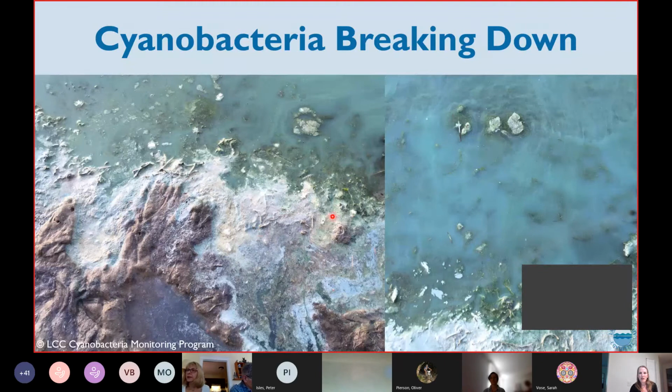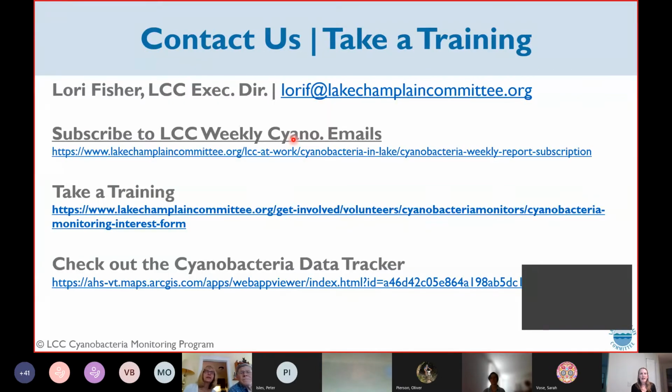Again, cyanobacteria breaking down, that turquoise and white, clear indications of that, this heavy density throughout, not seeing the bottom of the water. And that ends that whirlwind tour.